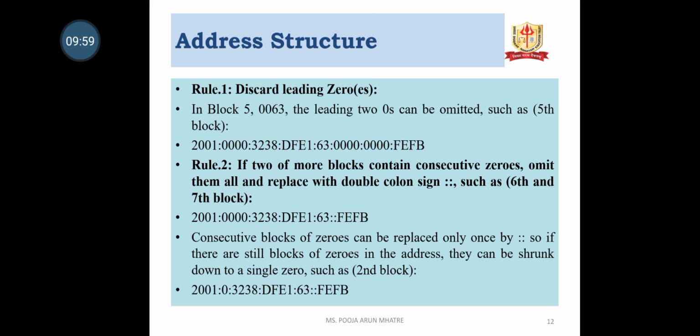The consecutive blocks of zeros can be replaced only once by a double colon. So if there are still blocks of zeros in the address, they can be shrunk down to a single zero, such as the second block, that is 2001:0:3238:DFE1:63::FEFB.